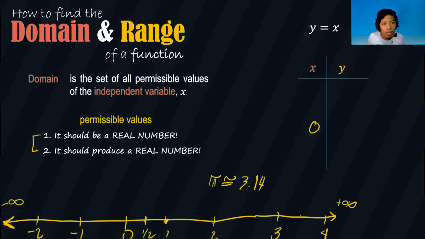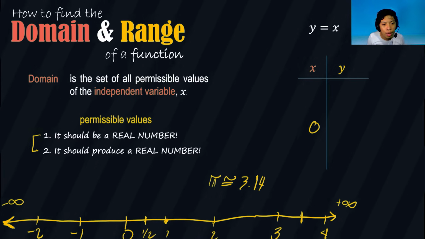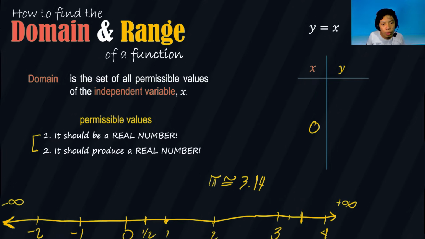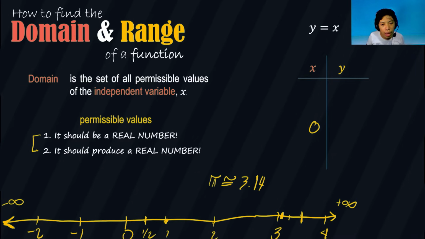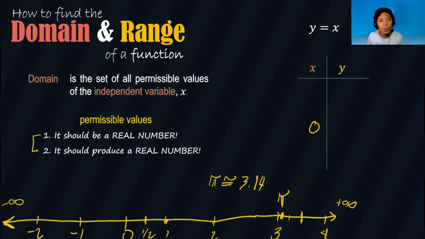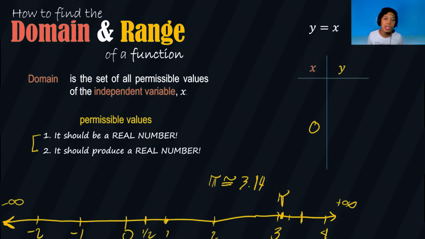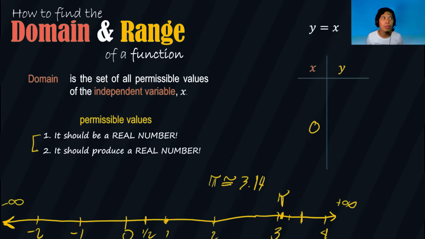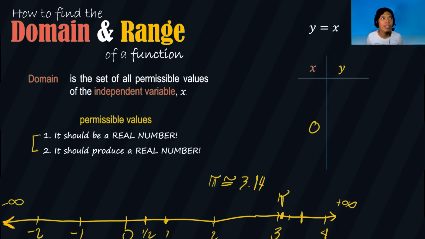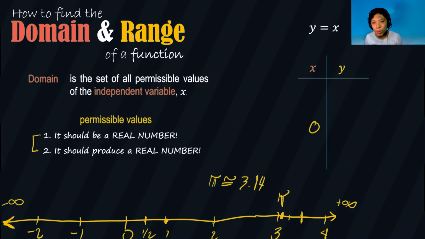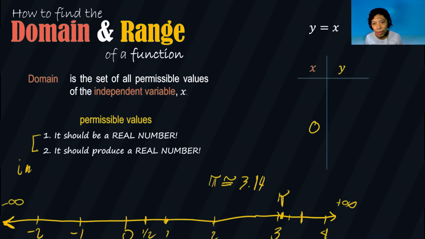Somewhere here is 3.5. Somewhere in between 3 and 4 is 3.5. 3.14, 3.25. Somewhere here is the pi. So, any number that you can locate on the real number line is a real number. That's pretty much all numbers that you know, except what we call imaginary numbers.